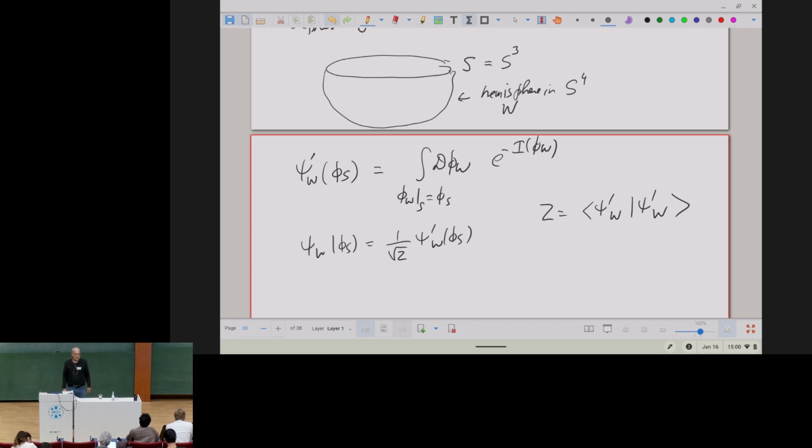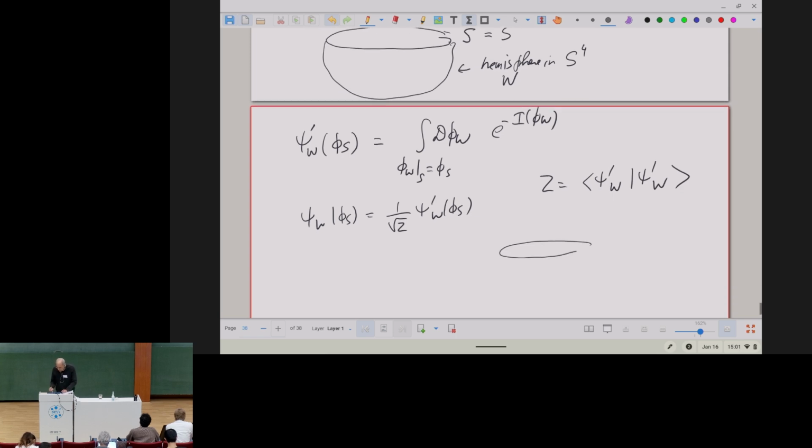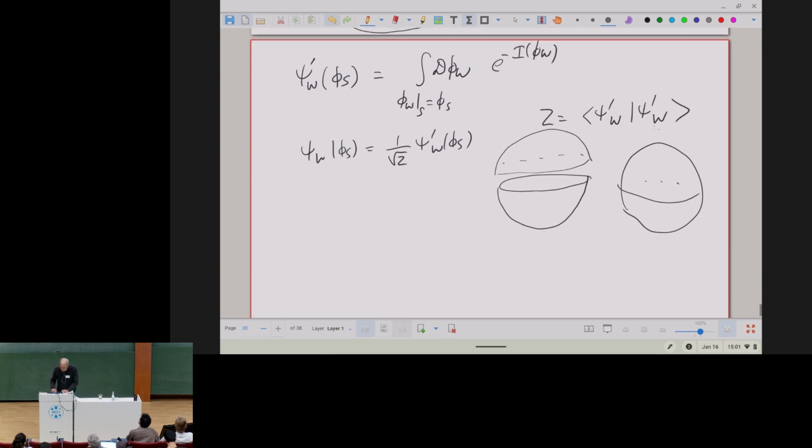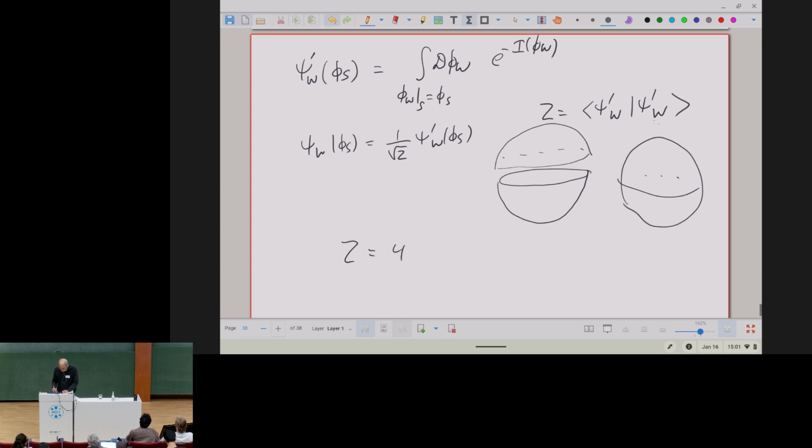How would we compute the inner product of psi prime W with itself? Well, psi prime W was computed by a hemisphere path integral. So that would be our ket. And the bra we'd compute by another hemisphere path integral. And then we glue them together and integrate over the boundary values. And by the time we do that, we've just built up a four-sphere. So Z is the four-sphere partition function.